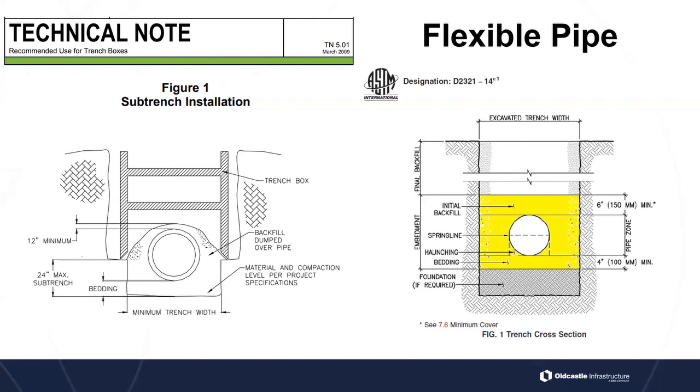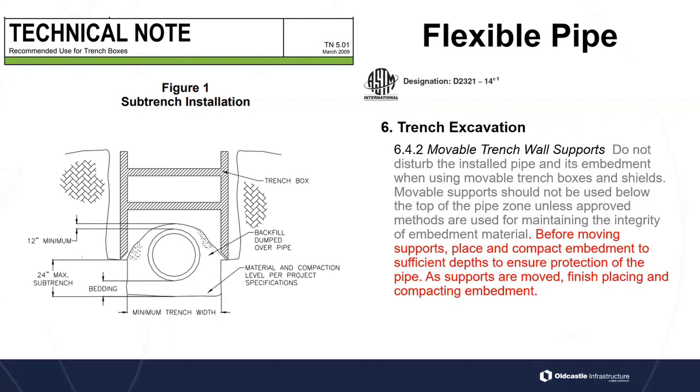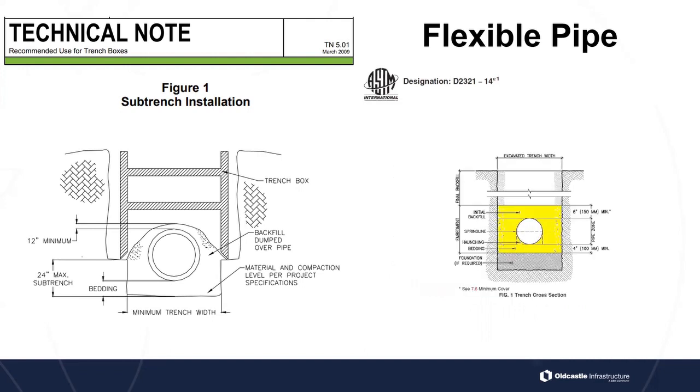And, you know, the engineer is going to be responsible for this. So they've got to certify that it was built correctly. So if we look at these two and try to reconcile those two, and you go back to this note, before moving supports, place and compact embedment to sufficient depths to ensure protection of the pipe. As supports are moved, finish placing and compacting embedment should not be used below the top of pipe zone unless approved methods for maintaining integrity of embedment material. This becomes a problem if you're the engineer that has to sign off on this and ensure that it was installed correctly. So keep that in mind.